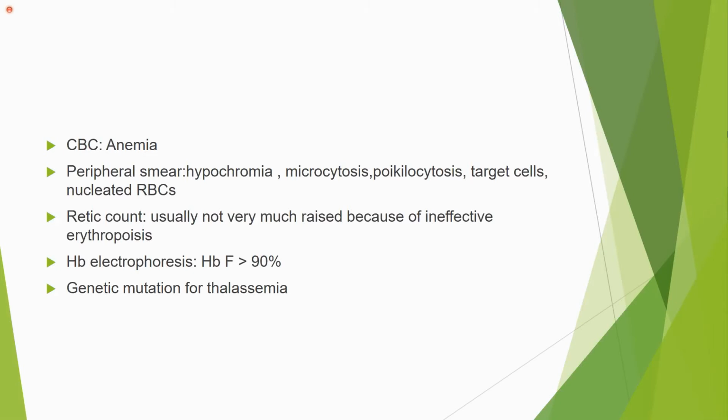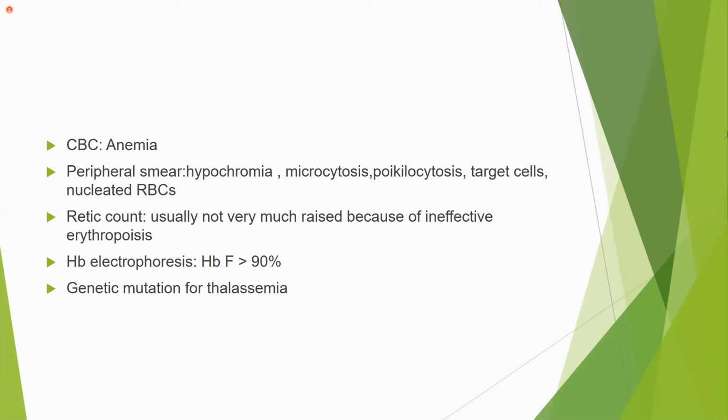But in cases of thalassemia, there is ineffective erythropoiesis, meaning that the red cells that are formed are actually destroyed within the bone marrow. So that's why the reticulocyte count is not raised, because the erythropoiesis is not as effective as in cases of other hemolytic anemias, because the red cells are destroyed within the bone marrow.